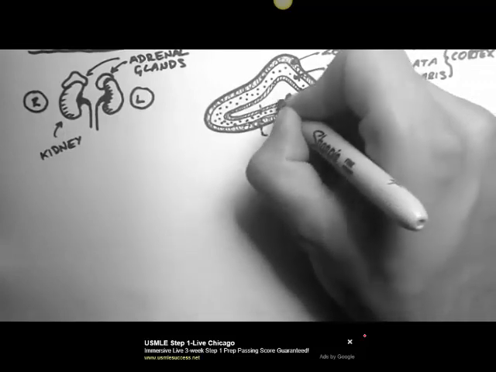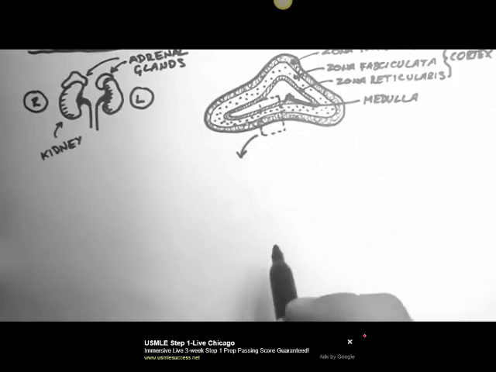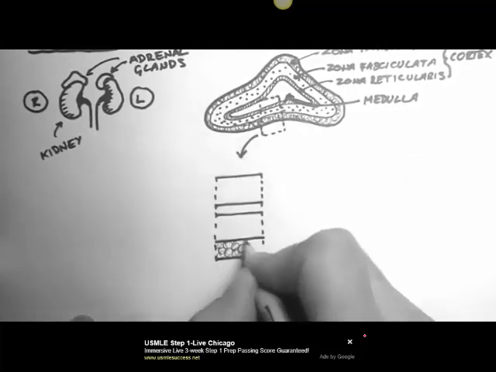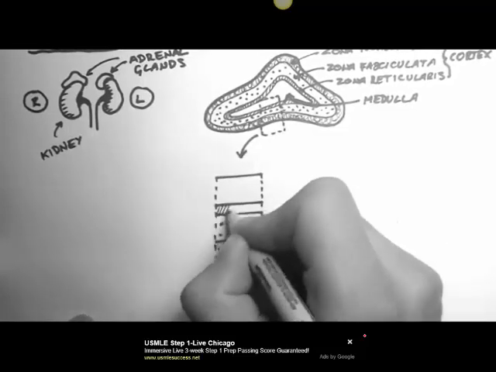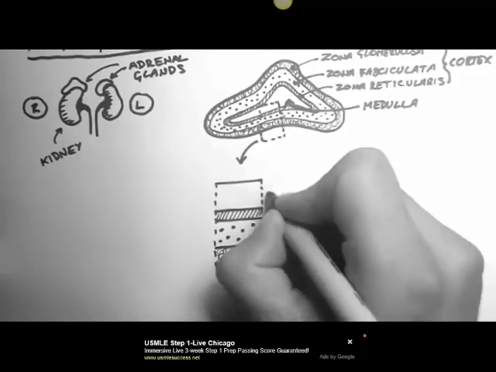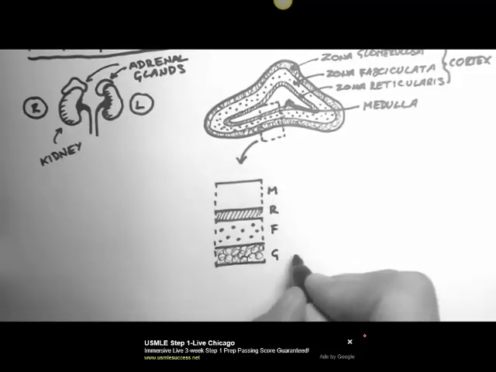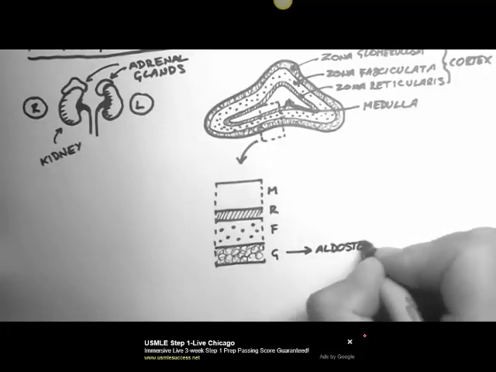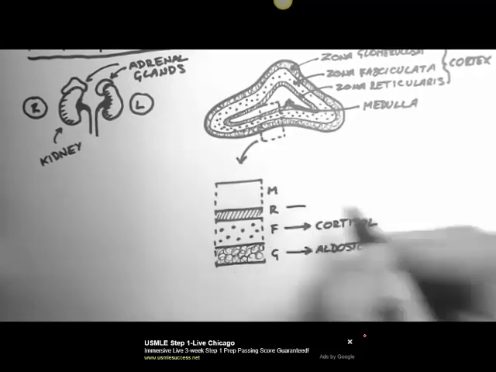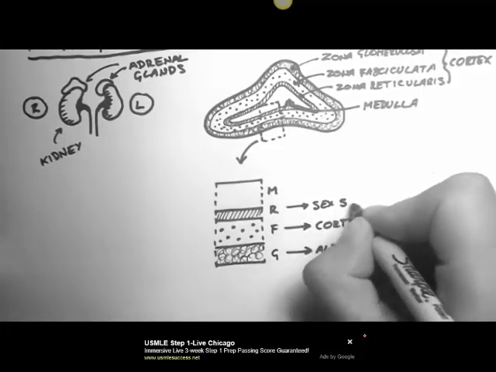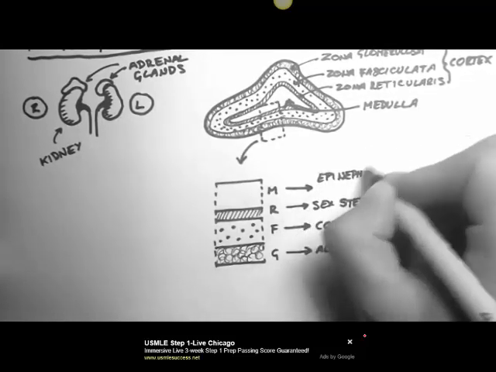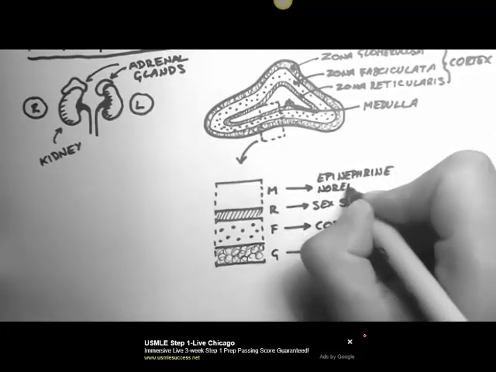Now I want to have a closer look at a section through the adrenal gland. So here are those 4 layers. I'll just label them G, F, R, and M. Now they each produce different hormones. The zona glomerulosa produces aldosterone. The fasciculata produces cortisol. The reticularis produces sex steroids. And the medulla produces epinephrine and norepinephrine, or adrenaline and noradrenaline. That's the same thing.